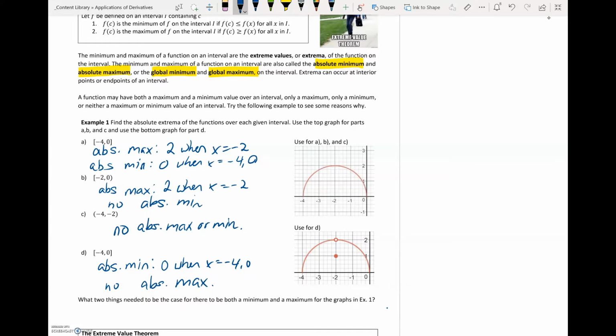So if we look at the pattern here, the only time when we had both the max and min is in question A, when we had a closed interval and a fully continuous graph. So those are the two things we need for this case for there to be both a max and a min. So it needs to be continuous over a closed interval. Now, this is not always the case. It's just the case for example 1.